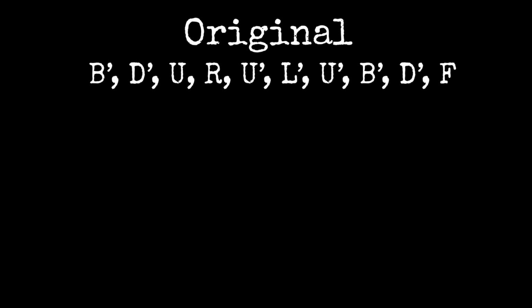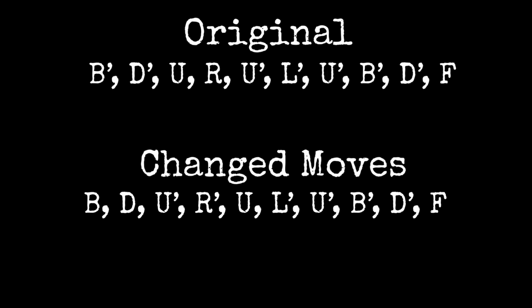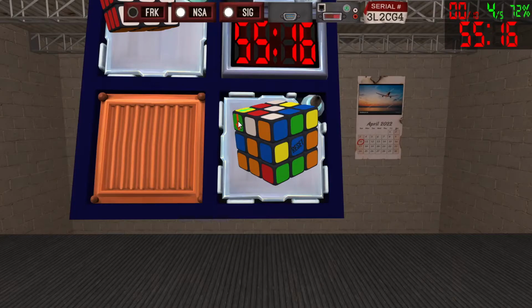This makes our directions B', D', U, R, U', L', U', B', D', and F. Since R is yellow, we change the first 5 moves to their opposites. This makes our new set of directions B, D, U', R', U, L', U', B', D', and F.